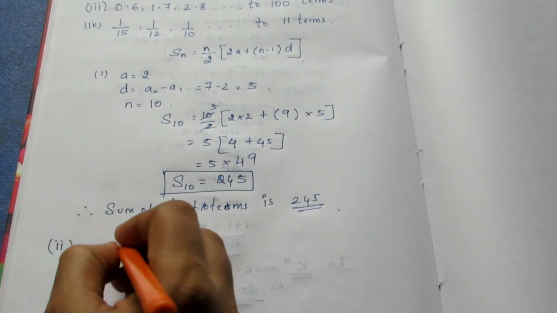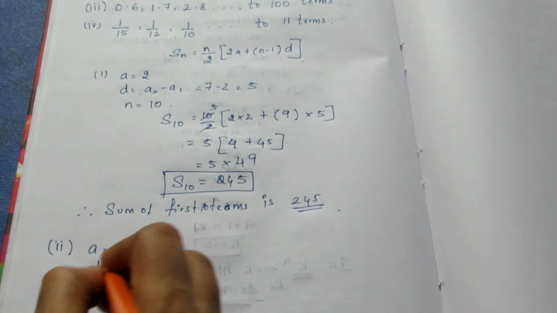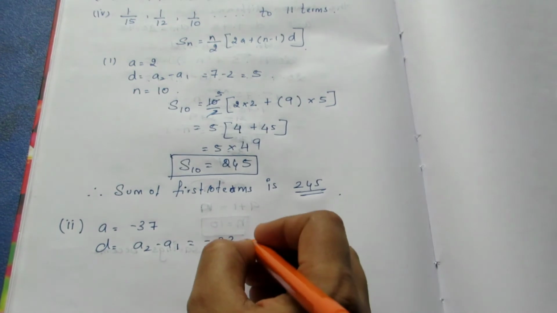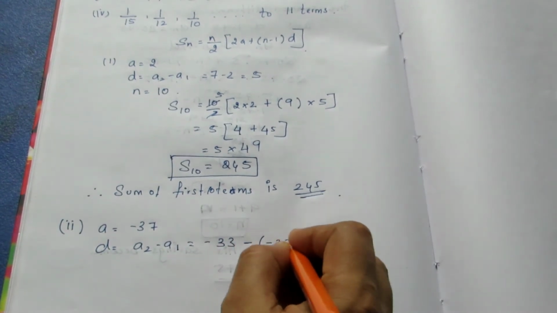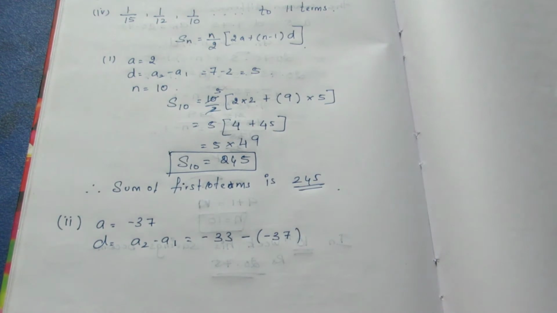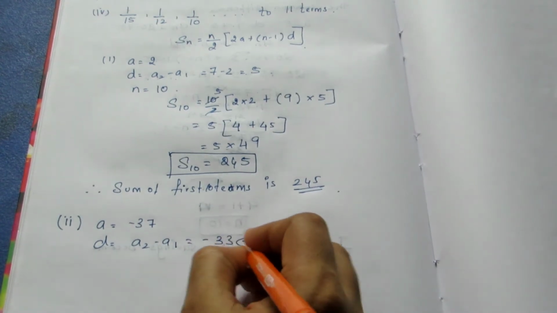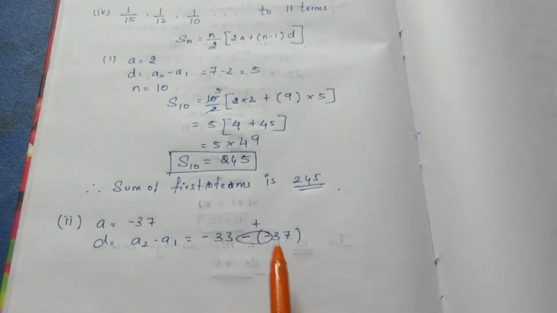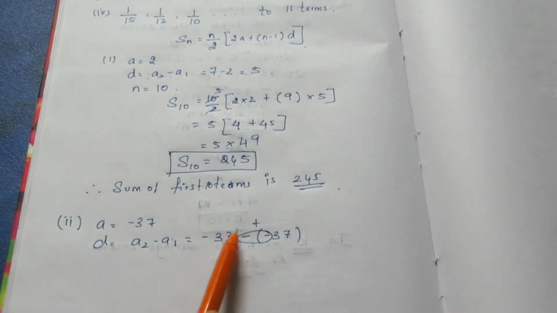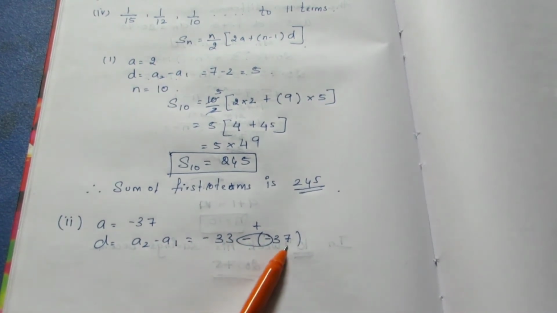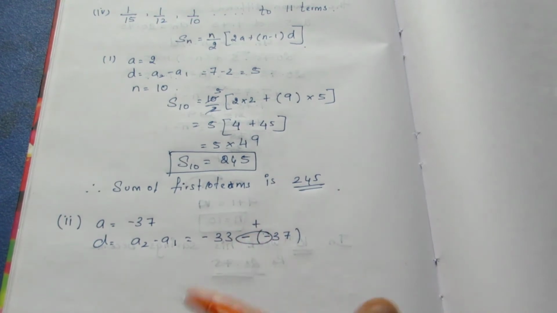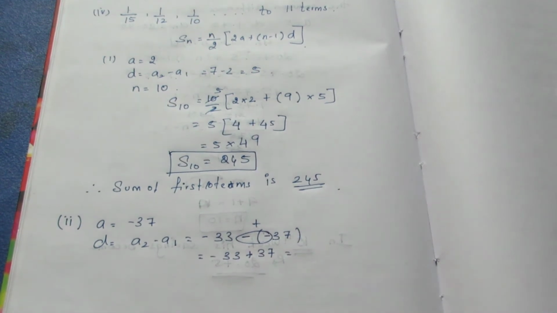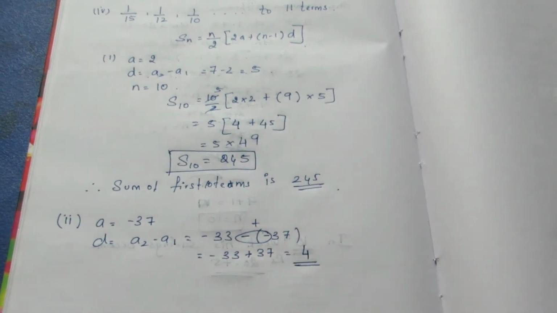Here a is minus 37, d equal to a2 minus a1, which is minus 33, the second term, minus of minus 37. Be careful in this, most of them do it wrong. Minus into minus will become plus. Here they will forget to put the minus and they will write it as minus 37. No, minus of minus 37 is what they have given. So minus into minus will become plus. Now this is nothing but minus 33 plus 37. If you solve, we get 4 with the greater number's sign of plus, so it is plus 4.